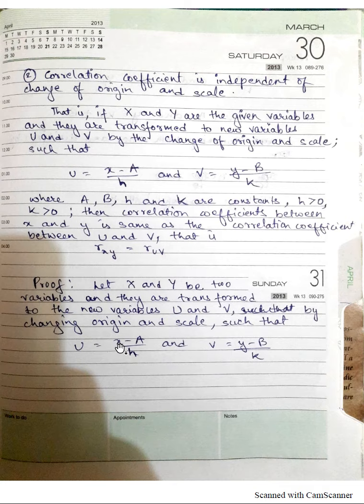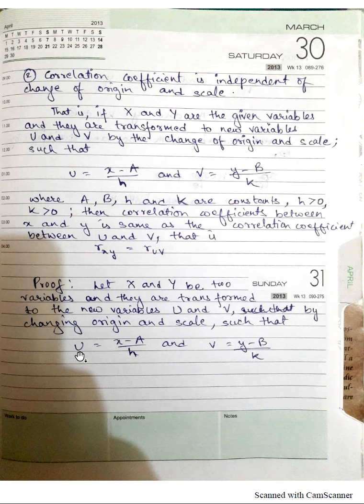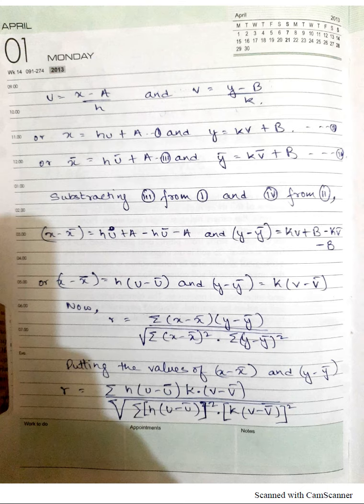We change the origin of x by subtracting a from it and change the scale by dividing it by h. Again we change the origin of y by subtracting b from it, and we change the scale of it by dividing it by k. Now we have to prove that the correlation coefficient between x and y will be the same as the correlation coefficient between u and v. So u as we have taken as x minus a divided by h and v we have taken as y minus b divided by k.